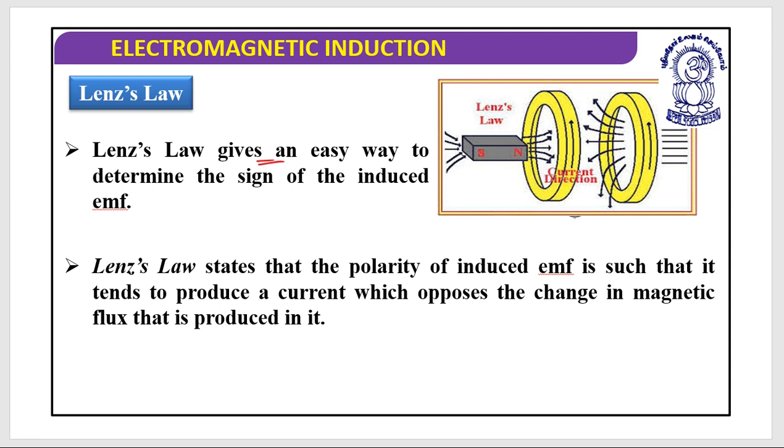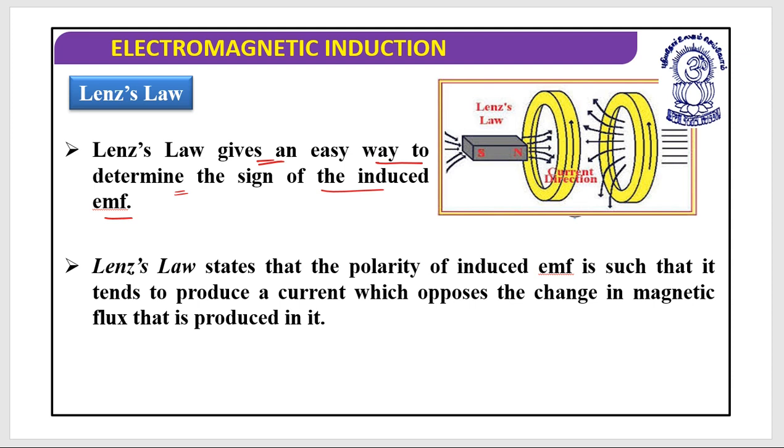Lenz's law gives an easy way to determine the sign of the induced EMF. Basically, we have two laws. One is Faraday's law. The task of Faraday's law is to give the magnitude of induced EMF and induced current, while Lenz's law will provide us the direction of induced EMF. So with the help of Faraday's law and Lenz's law, we will understand the direction and magnitude. Direction by Lenz and magnitude by Faraday.